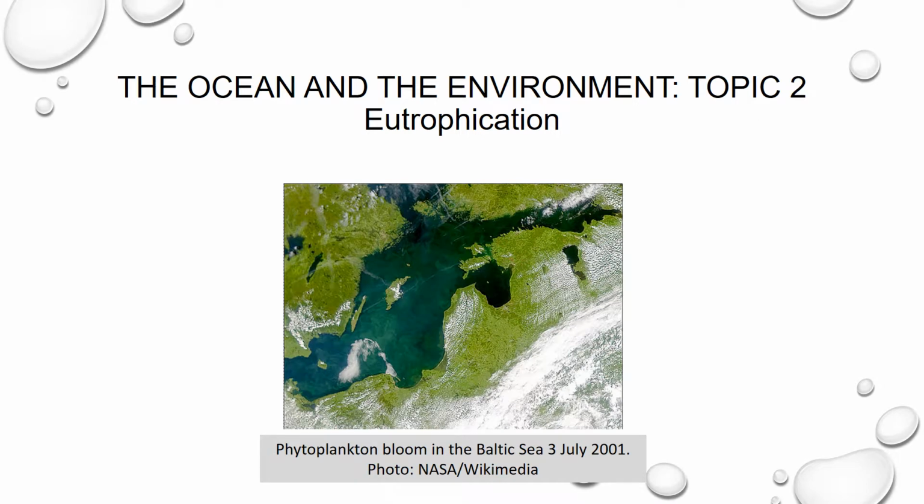The ocean and the environment, topic 2, eutrophication. So in this picture you can see a satellite image of the Baltic Sea taken July 3rd, 2001. And these bluish greenish colors in the Baltic Sea are phytoplankton plumes. And we're going to be talking about these in this topic.